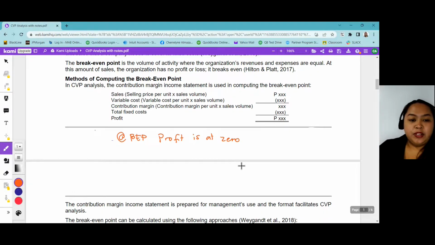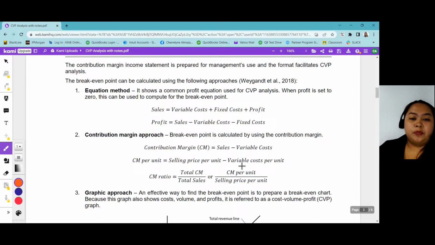Okay? So first, punta tayo sa equation method. Sa equation method, your sales is equals your variable cost plus fixed cost plus profit. Okay? So you can change this formula by working around the formula.